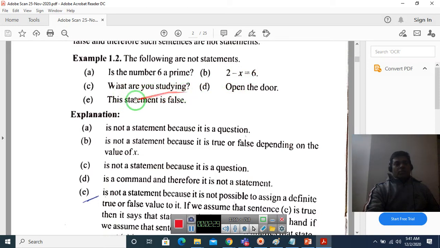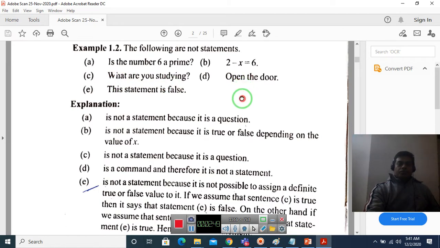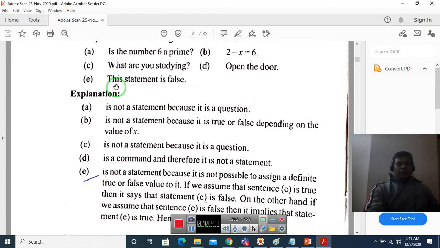What are you studying? Because it starts with a question word, it is a question, an interrogative sentence, so it is not a simple sentence, so it is not a statement. Open the door is an imperative sentence, a command, so it is also not a statement. This statement is false.